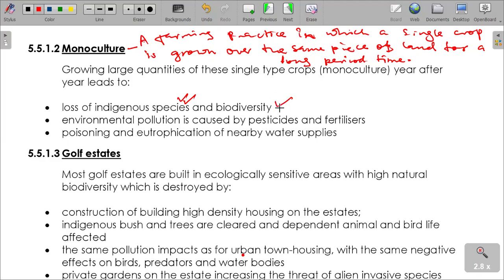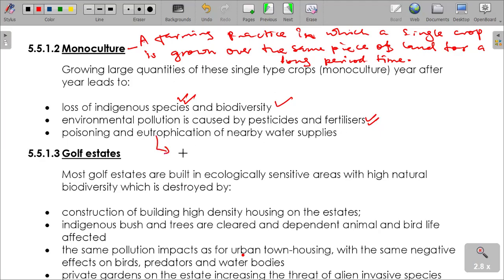Environmental pollution is caused by pesticides and fertilizers, which we are saying are applied repeatedly over the same piece of land. This can also destroy the landscape and the environment. There is also poisoning and eutrophication of the nearby water supplies.